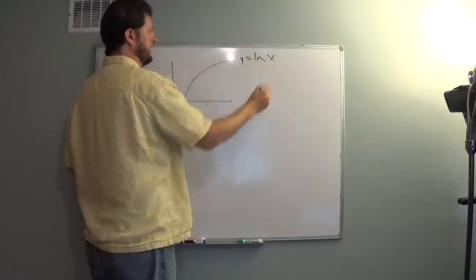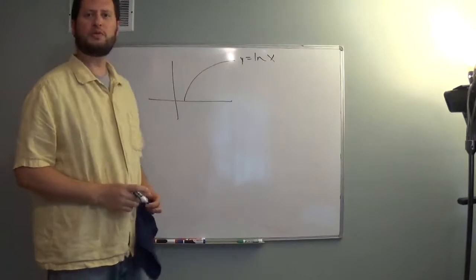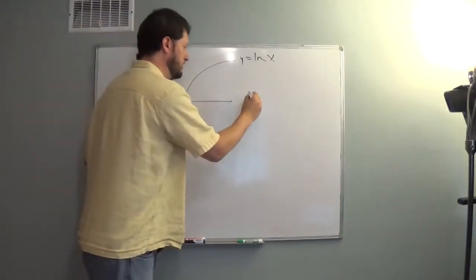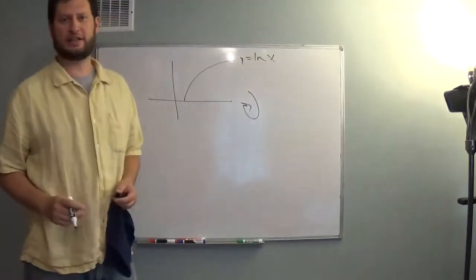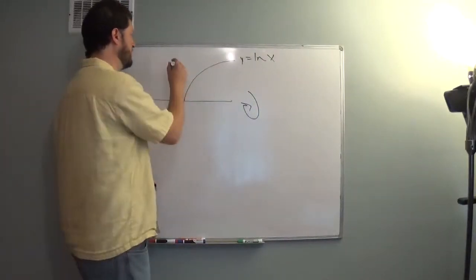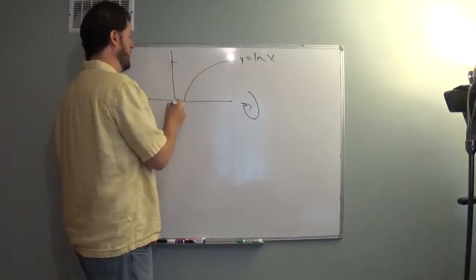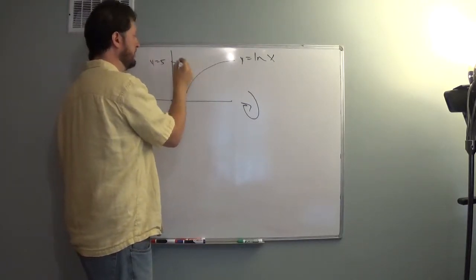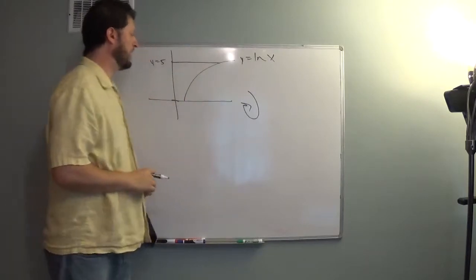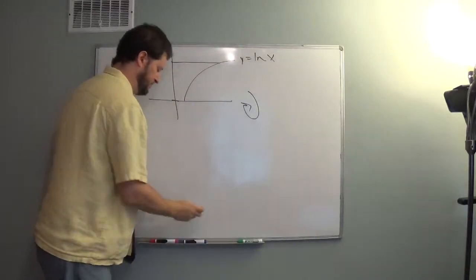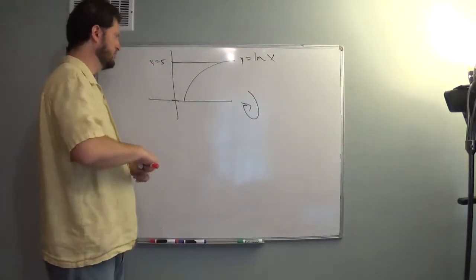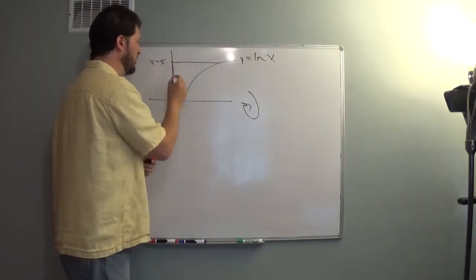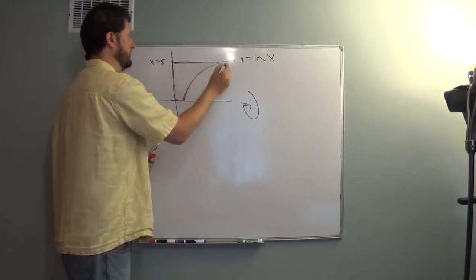Y equals ln x. So far we've looked at examples where we revolve around the y-axis. Well, let's actually look at one where we're moving around the x-axis. So we're going to go y equals ln of x, and we're going to go from y equals 0 up to y equals 5. And we would like this region here to go around the x-axis.